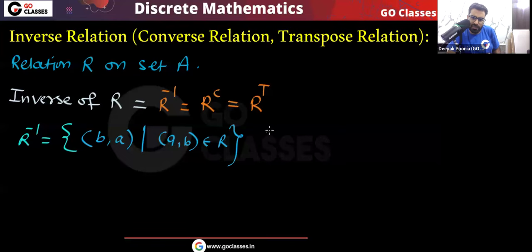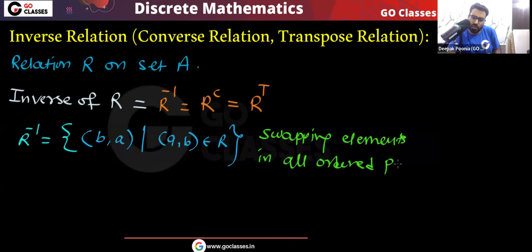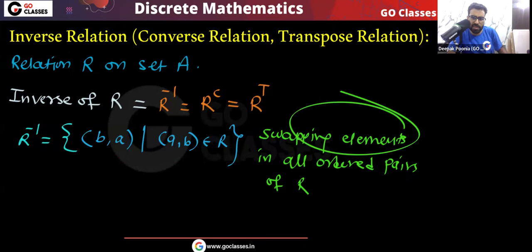So it simply means that we are just swapping elements in all ordered pairs of R. That's it. This is the definition of inverse of R. This is called inverse of R, also called converse of R, also called transpose of R. So all you have to do is swap the elements in all the ordered pairs of R. That's it. Very simple.